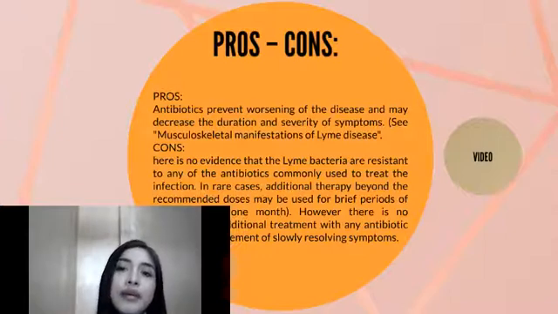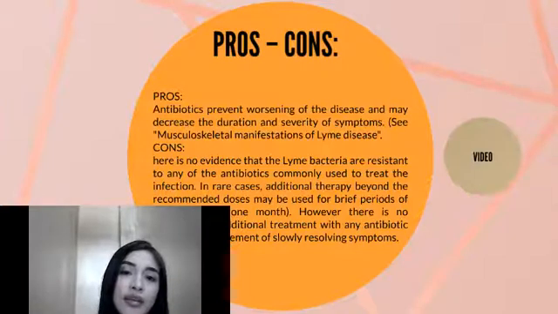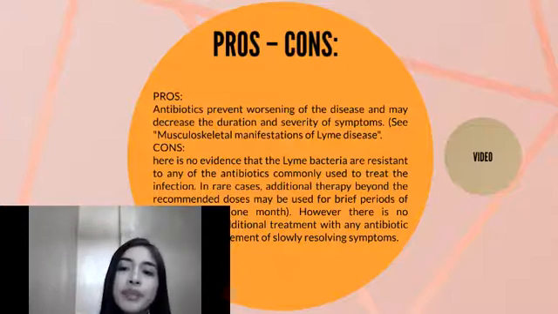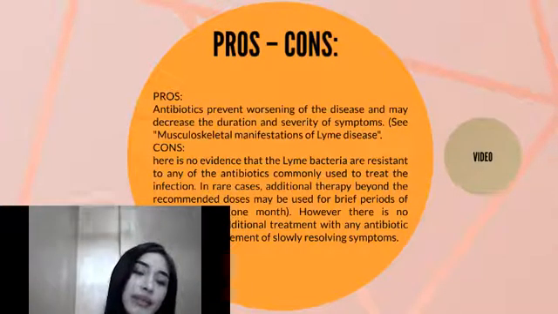The pros and cons. The pros: antibiotics prevent worsening of the disease and might decrease the duration and severity of symptoms. And cons. There is no evidence that the Lyme bacteria are resistant to any of the antibiotics commonly used to treat the infection. A patient who requires additional therapy beyond the recommended dose might be used for a brief period of time, typically 1 month. However, there is no evidence that additional treatment with any antibiotic results in improvement of slowly resolving symptoms.